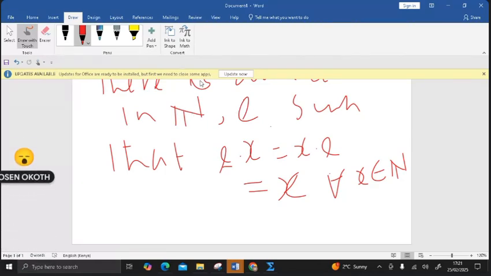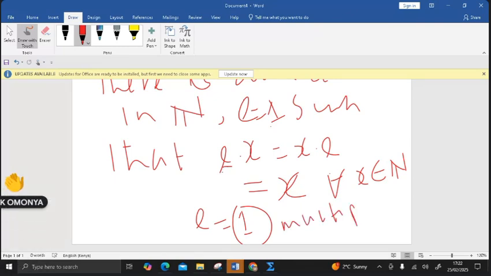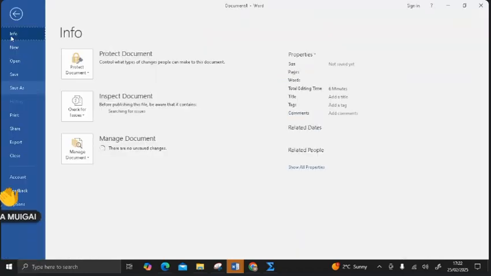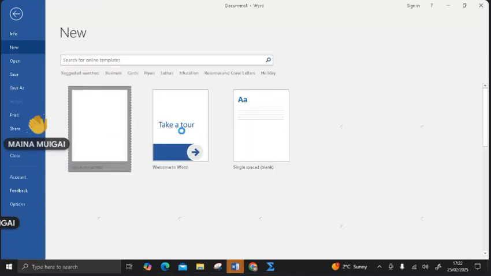Yes? 1. 1, yeah, that is it. So 1 in this case is what you call the multiplicative identity. You notice that this E, as far as the set of natural numbers, E is actually 1, and this one is what you call multiplicative identity. In fact, it is the identity element. Because the binary operation in force here is a multiplication, that is why we call it multiplicative identity.